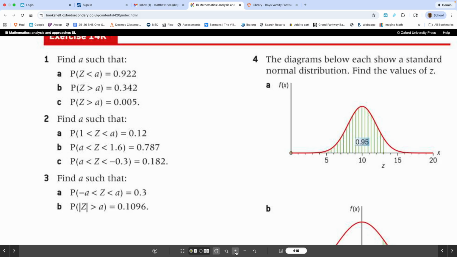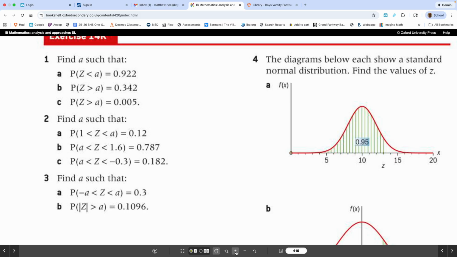All right. Now, I need to show you a little bit of 2. So, if I were to do 2, this is 0, this is 1, this is A. And on 2A, it says that the area between 1 and A is 0.12. So this area right there is 0.12. I want to know the value for A. Okay. How do I do this one? Any thoughts?